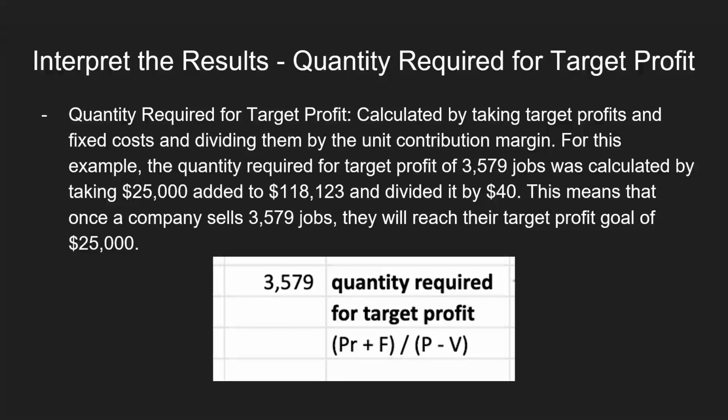The next formula we're going to talk about is quantity required for target profit. This formula calculates the amount of jobs that are required to make their target profit. To get the number of jobs we need to add the target profit to the fixed cost and then divide it by the unit contribution margin.